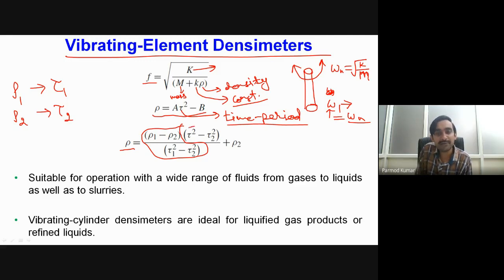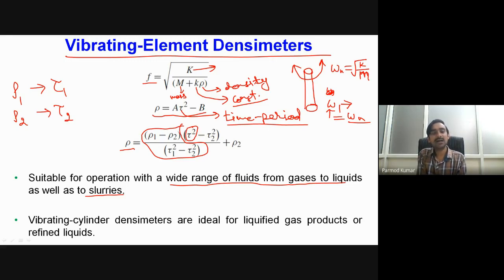Then we have only the parameter tau. So for any random sample with unknown density rho, we put it inside our system, measure the time period of its vibrations, and based on that we can determine the final value of density. This type of vibrating element density meter is suitable for operation with a wide range of fluids, with applications ranging from gases to liquids, and we can also measure the densities of some slurries using these density meters.